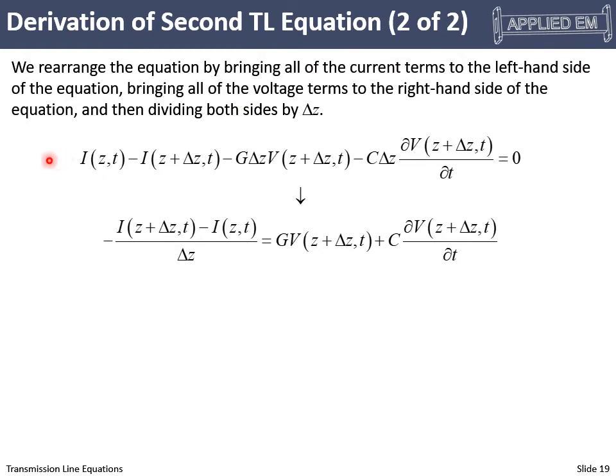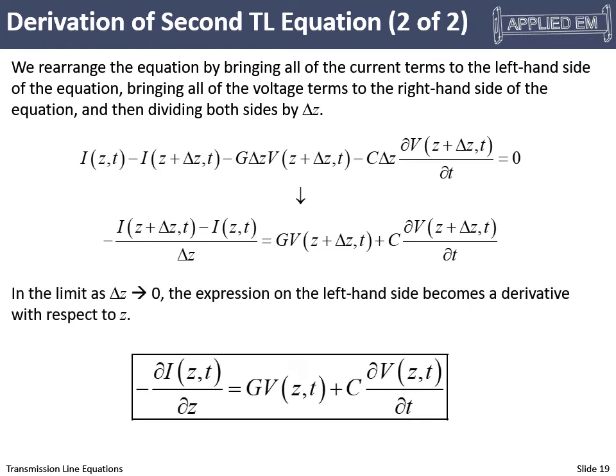So this top equation is what we derived on the previous slide. Then what I'm going to do is bring all of the current terms to the left and all of the voltage terms to the right. Now we look at this term. We have the definition of a derivative again in the limit as delta Z goes to 0. So that's exactly what we do. We let delta Z go to 0. That means these voltage terms reduce to just the voltage at Z. But this becomes a derivative. And again, a partial derivative because we have two independent variables. So we have the partial derivative of the current at Z, T. That is our second transmission line equation.